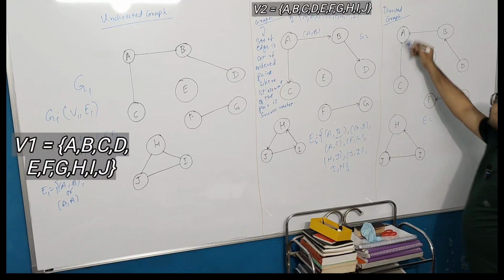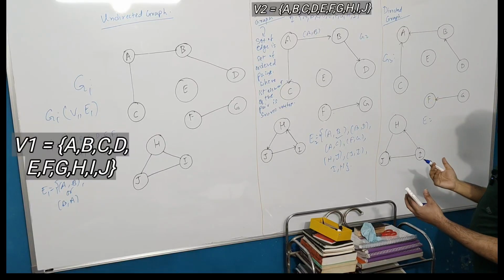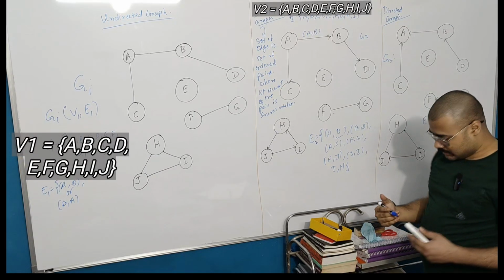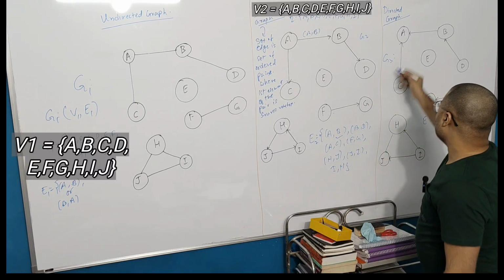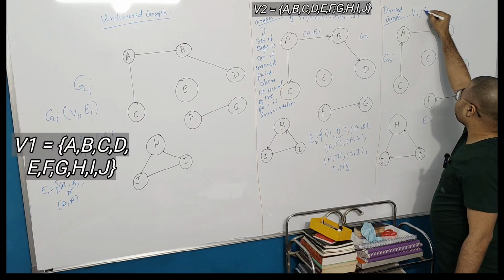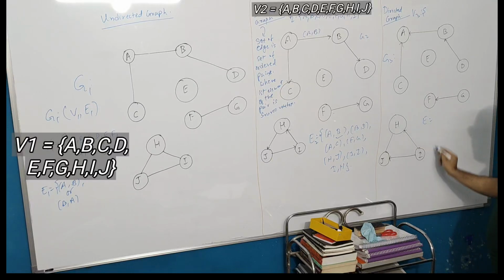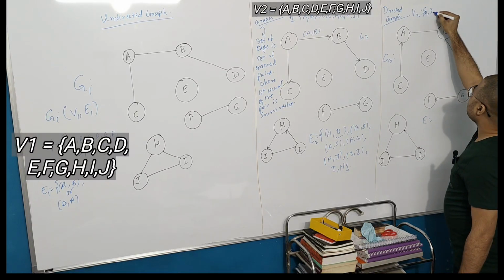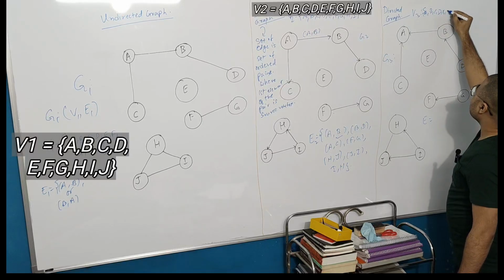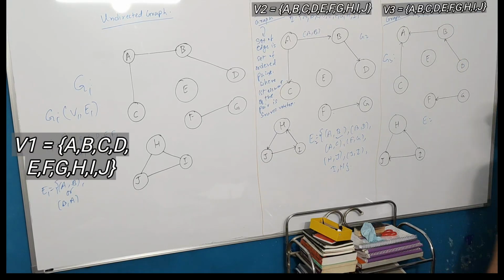Similarly, if this is graph G3, then graph G3 can be given by two sets, a set of vertices and a set of edges. And so V3 is A, B, C, D, E, F, G, H, I, J. And the edge set will be B comma A.